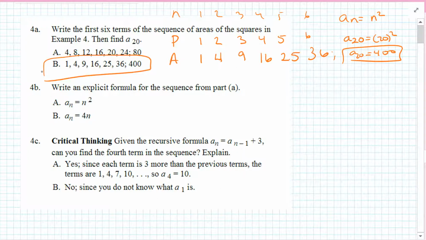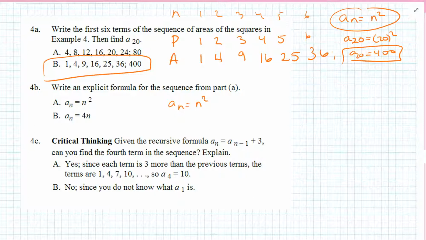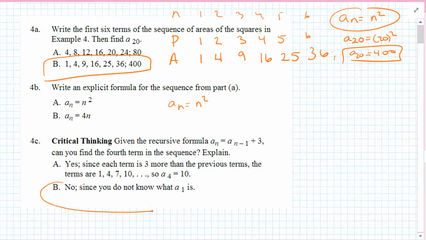Write an explicit formula for the sequence from part A. Well, we just did it. It's right there. a_n equals n squared. Critical thinking. Given the recursive formula a_n equals a_(n-1) plus 3, can you find the 4th term of the sequence? Well, if I don't know where to start, we can't find anything. So the answer is no. Since you don't know what a1 is, you can't really go any further.